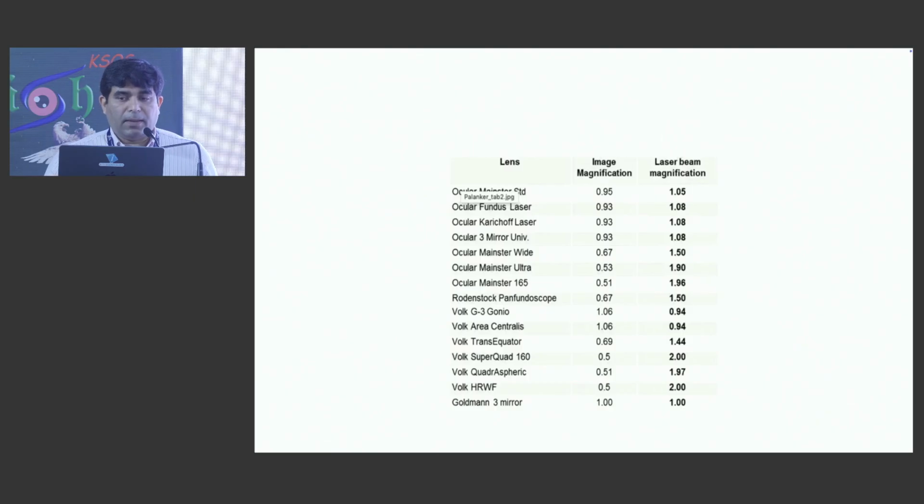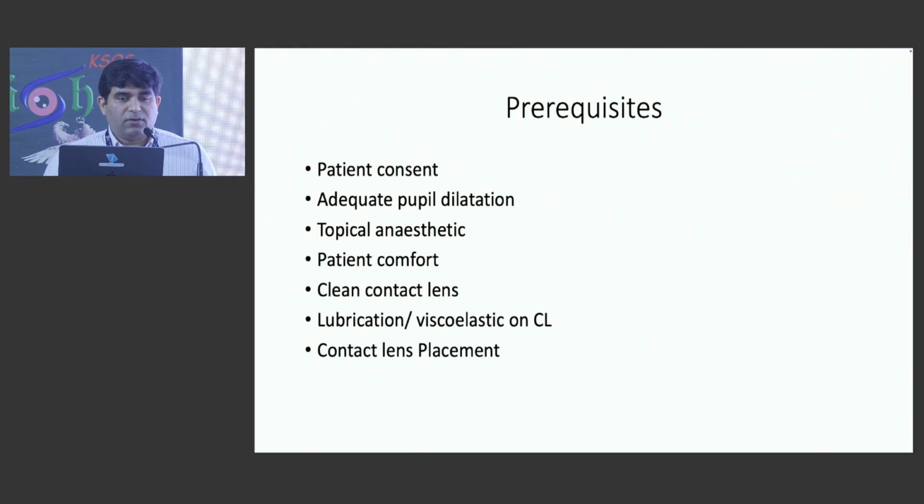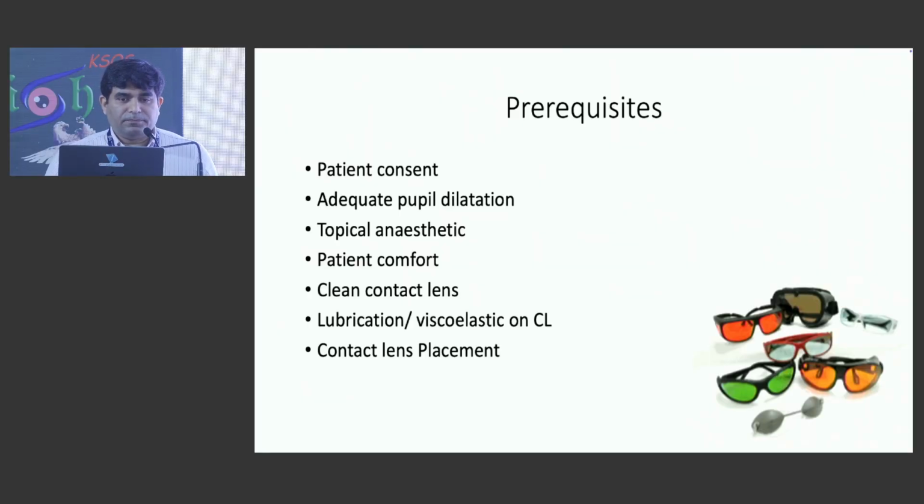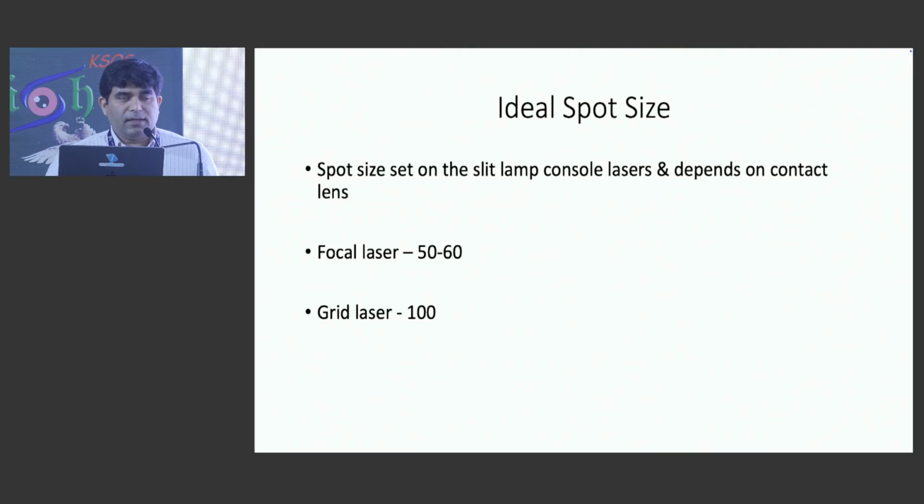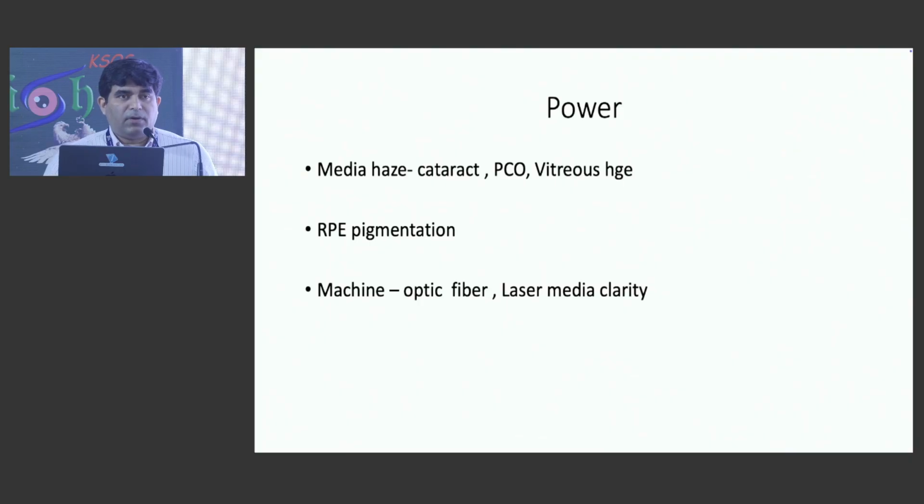It also has to be kept in mind that the laser spot size we set on the laser machine gets altered depending upon the contact lens we use. With wide field contact lenses, it is magnified, and with macular lenses, it is minified. Now, the prerequisites include patient consent, adequate pupil dilatation, topical anesthetic, patient comfort, a clear contact lens, and lubricating material. The ideal spot size for focal laser would be 50 to 60 microns, and for grid laser would be 100. And the power again varies depending upon the media clarity.